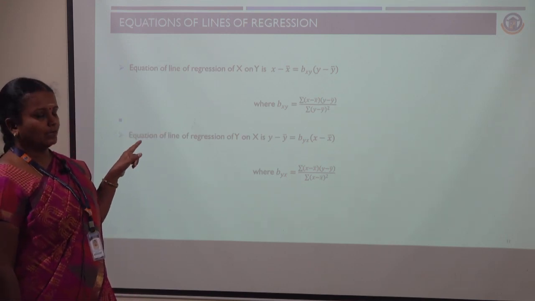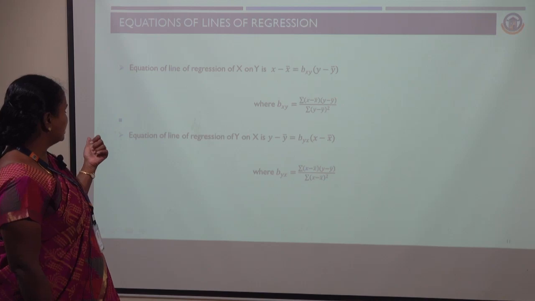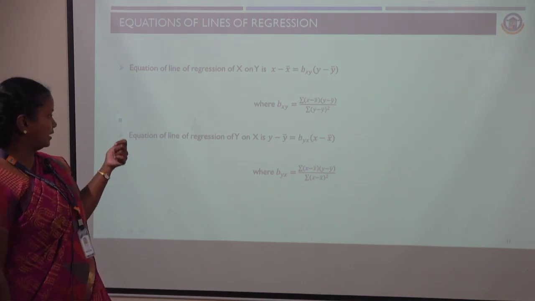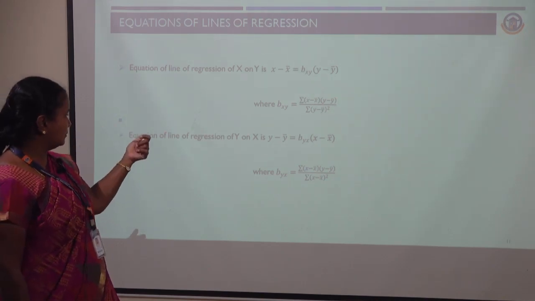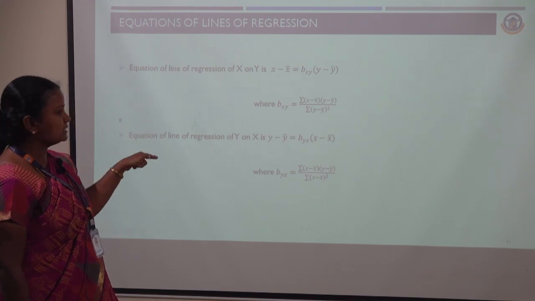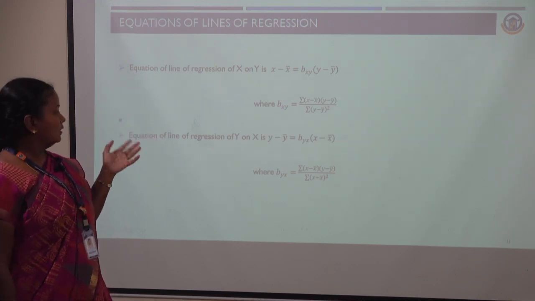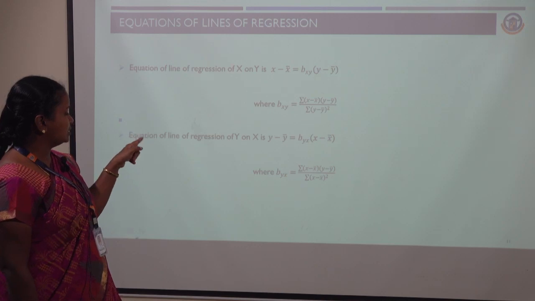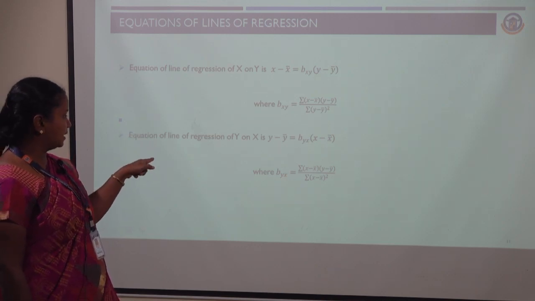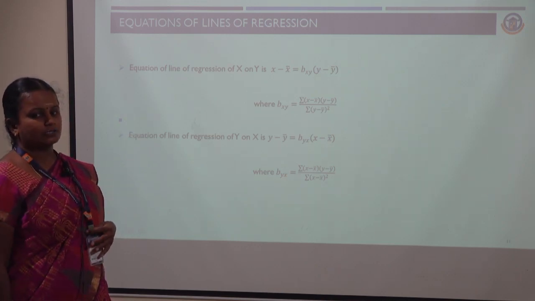whole square. In a similar manner, the equation of line of regression of y on x is y minus y bar equals byx into x minus x bar. Byx formula is summation x minus x bar into y minus y bar divided by summation x minus x bar whole square.